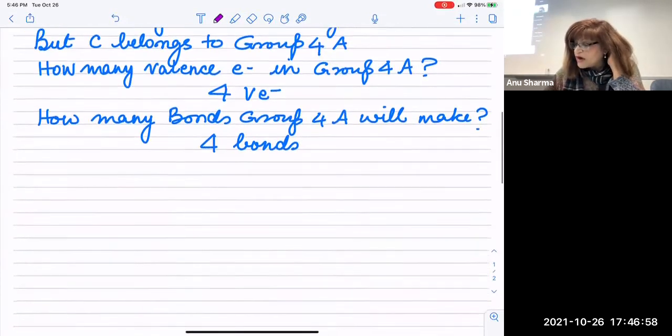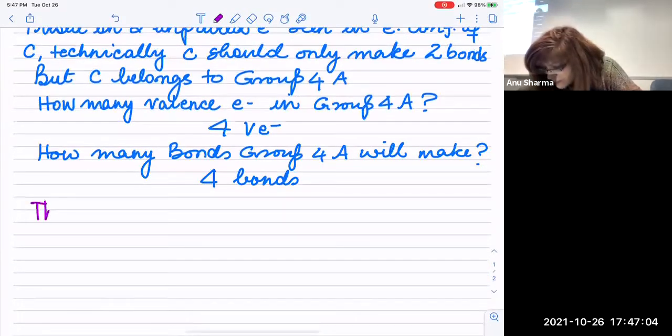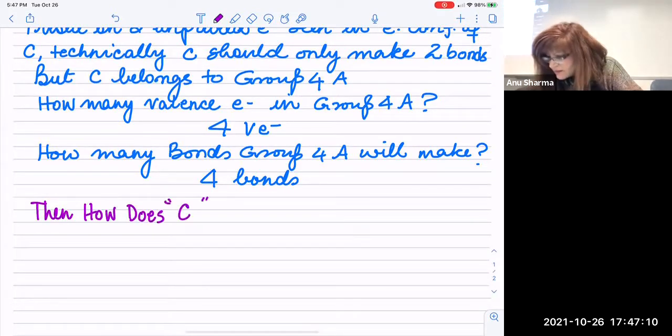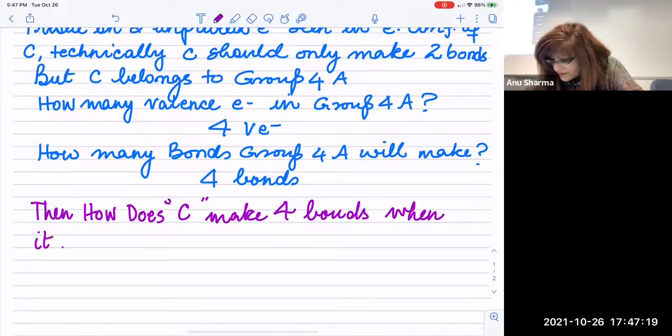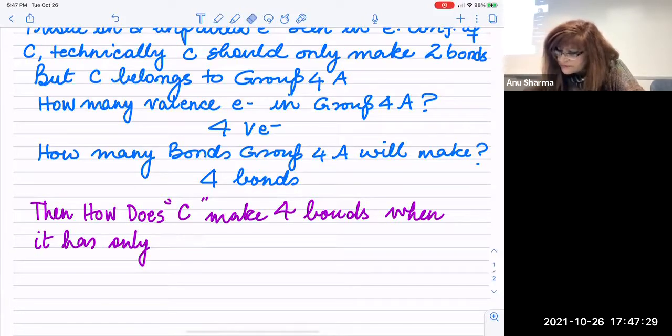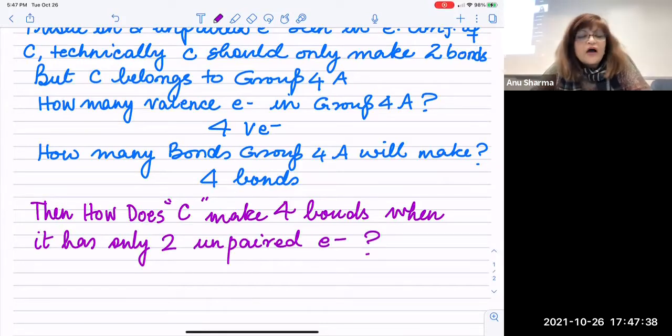Now comes a question: why is carbon making four bonds, or how is carbon making four bonds then? How does carbon make four bonds when it has only two unpaired electrons? Two unpaired. Okay, so how does that happen? Yes, Keith, you got it.